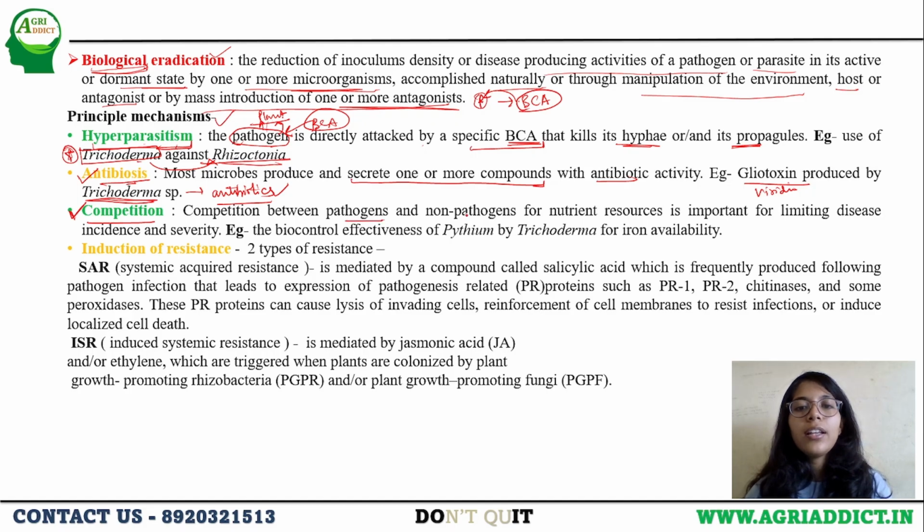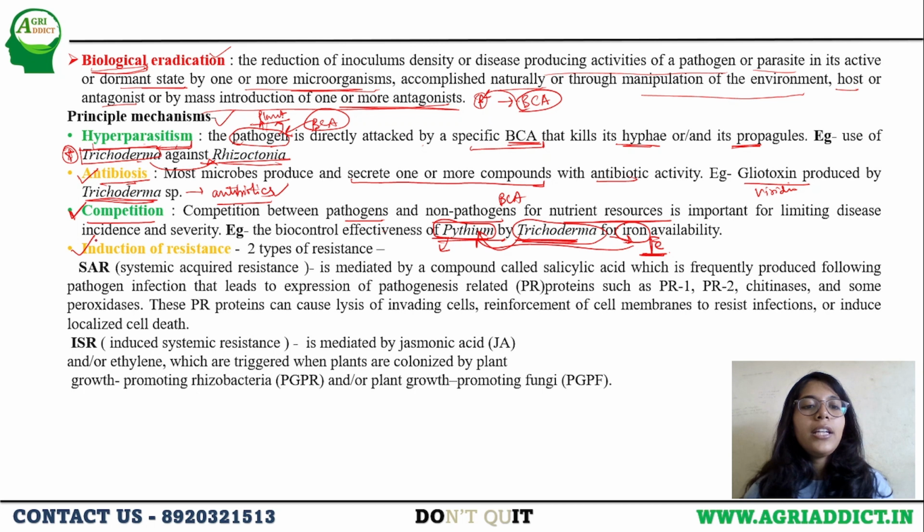Competition between the pathogens and the non-pathogens, that is the biocontrol agent, for the nutrient resources. The example given here is Trichoderma. Trichoderma competes with Pythium, the pathogen, for iron availability. Iron is an essential micronutrient for the pathogen's survival. Here the biocontrol agent competes for the iron availability, and as a result, it hinders the growth of Pythium, and then the Pythium, a plant pathogen, dies.